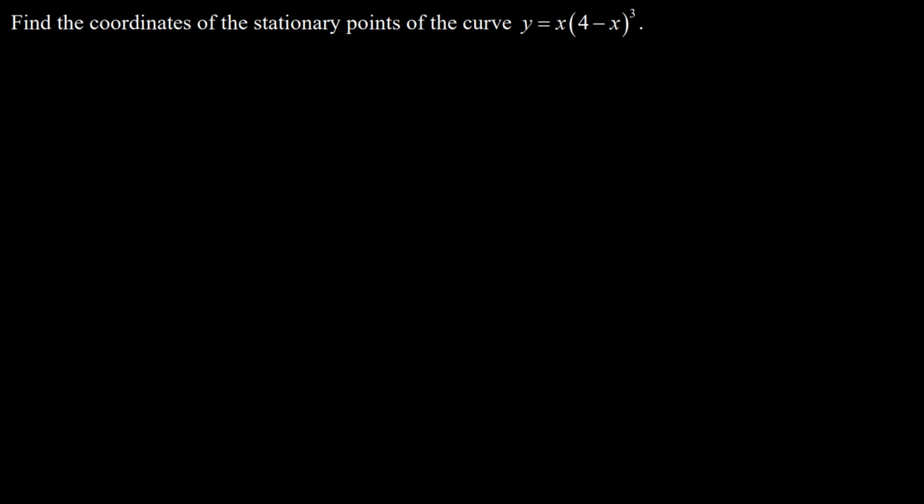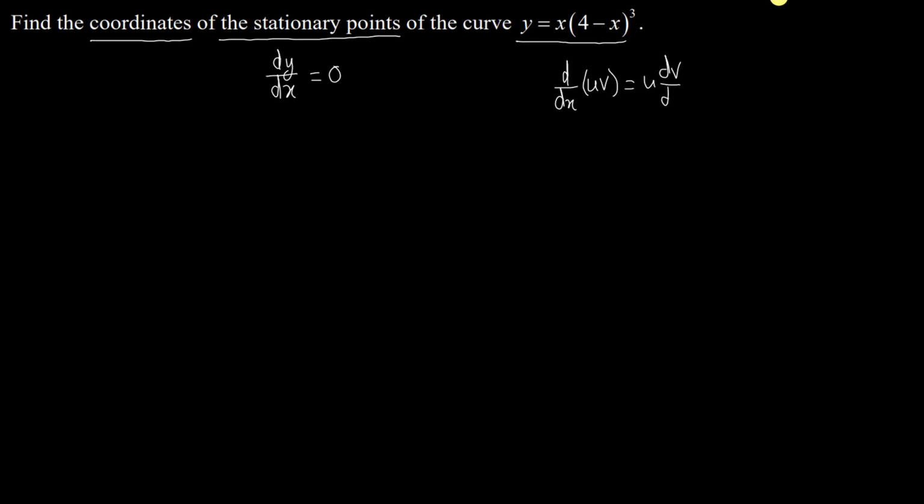Another question for you: find the coordinates of the stationary points. That is the expression, and the expression is written as a product, so we need to apply the product rule here. Like before, we have to apply dy by dx equals to 0. If it says stationary points, coordinates of the turning point, coordinates of the maximum point, minimum point, everywhere we need to apply dy by dx equals to 0. So let me first write the formula for the product rule, d by dx of uv, then we need to apply u dv by dx plus v du by dx.